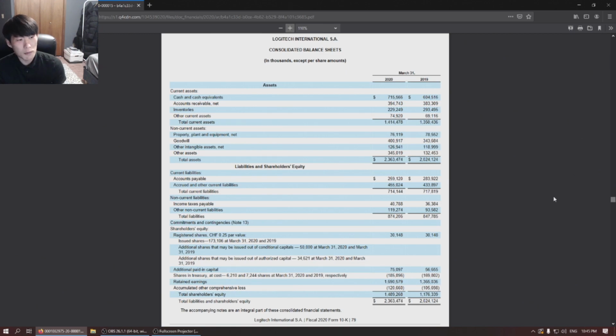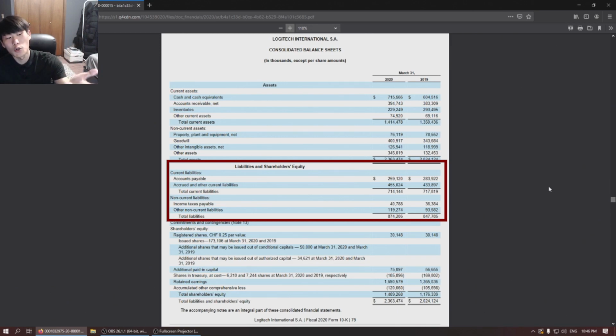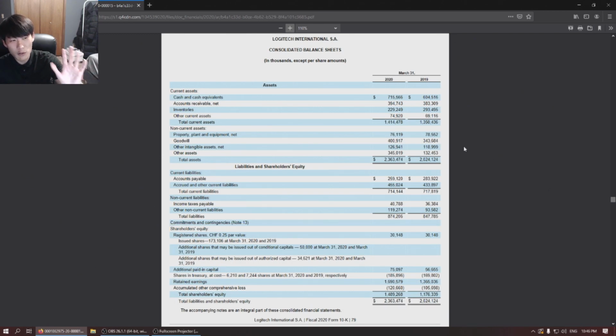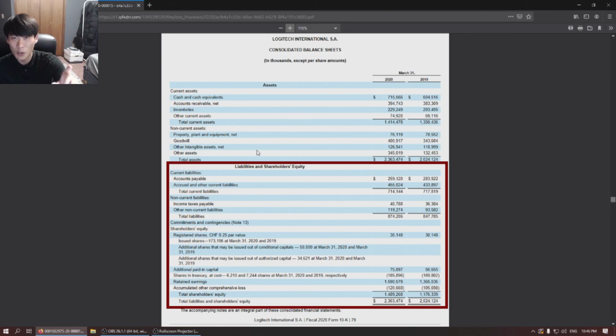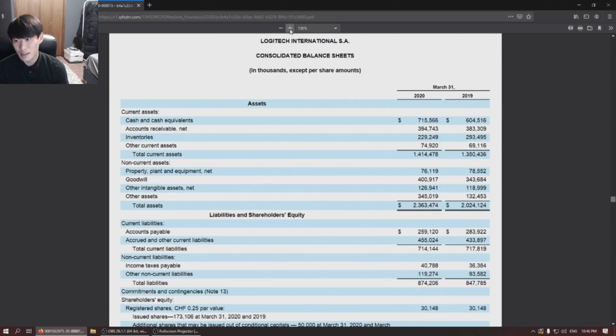The balance sheet is typically broken into three sections: assets, liabilities, and shareholders' equity. On any 10K, it's typically broken into those three sections. However, Logitech has put liabilities and shareholders' equity together. We'll go through each section and what each line means. But do understand that some 10K balance sheets or annual statements don't look identical. Logitech's balance sheet might look different than Apple's based on what they have listed on the line.